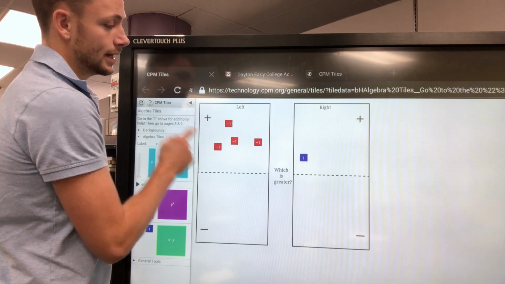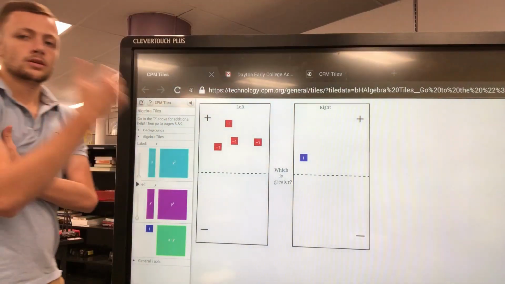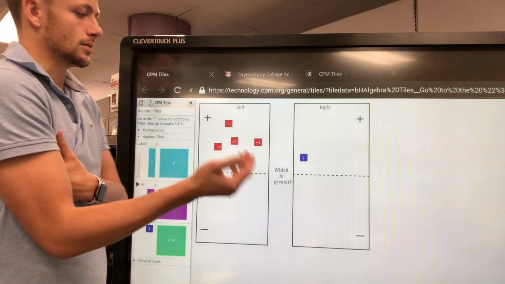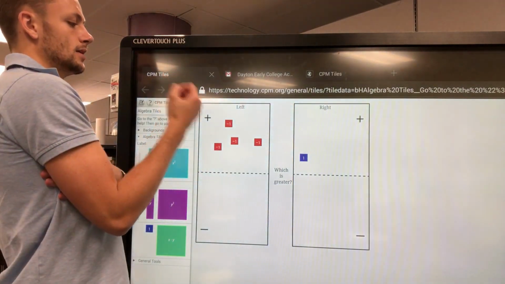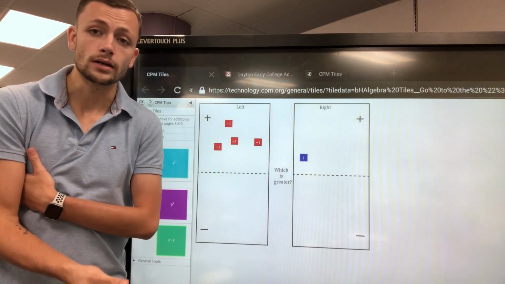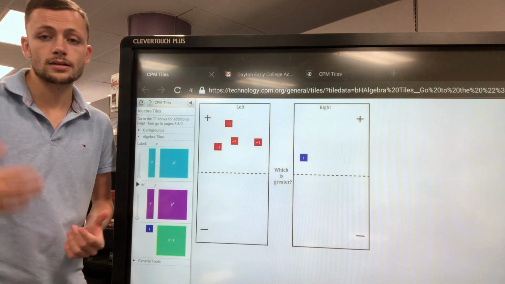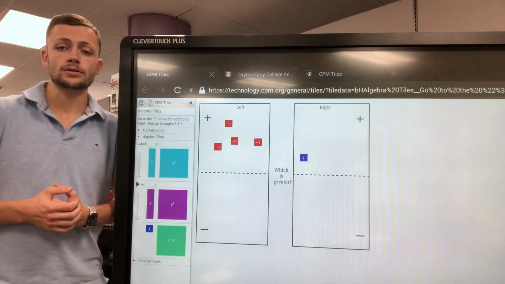I have negative 4 on the left. I have positive 1 on the right. So in all honesty, what I'm going to do is type in that negative 4 is less than positive 1. And so I'll type that in to the answer box. Anyways, there you guys go. That's how I want your answer submitted.